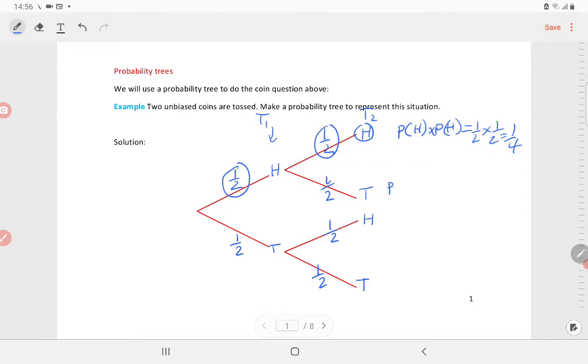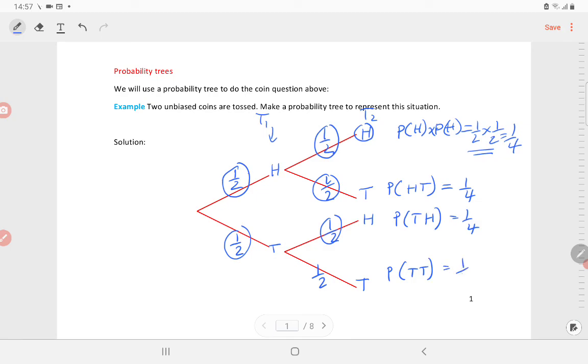So this is the probability of a head and a tail. Again, we multiply as in the first one. So it's a half times a half, which is a quarter. The probability of a tail and then a head is a half times a half, which is also a quarter. The probability of getting two tails is also a quarter. A half times a half.